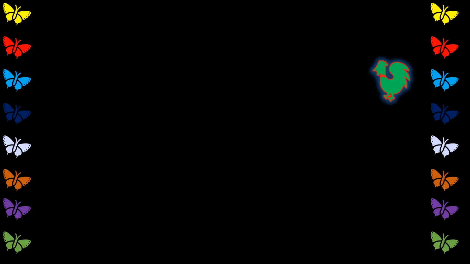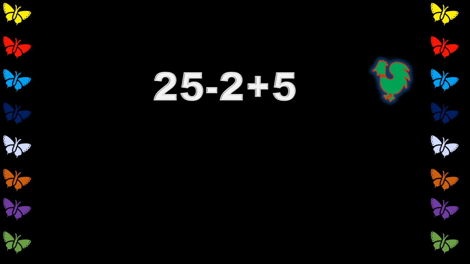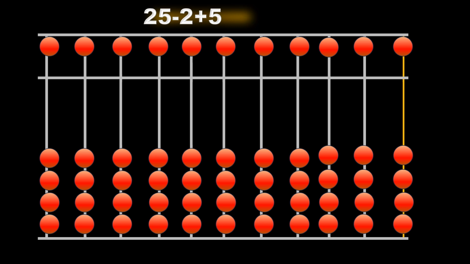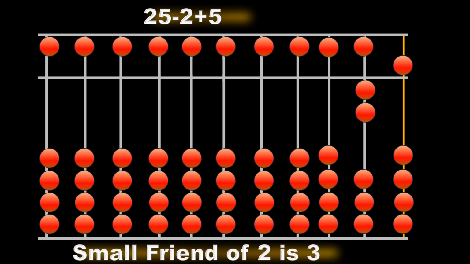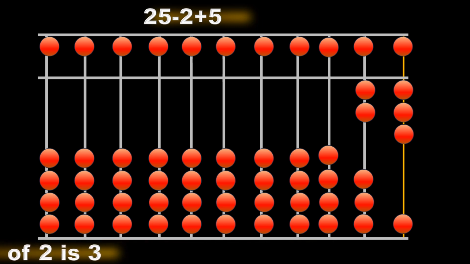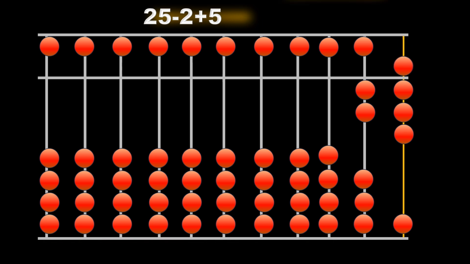Now see the next question, which is 25 minus 2 plus 5. It is 2 digit first. So put 2 in tens place, add 5 in ones place, so 25. Now we have to subtract the second digit 2. Small friend of 2 is 3. So subtract 5, add 3 lower beads. And now the third digit is add 5. We have 5 straight away. So add the 5 in ones place. The answer becomes 20 plus 8, 28.